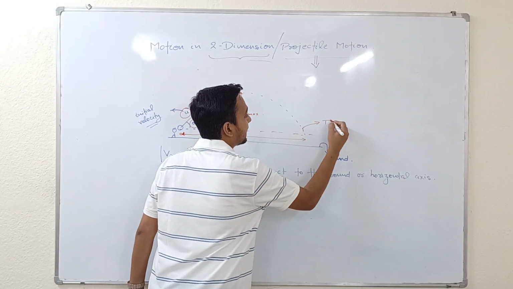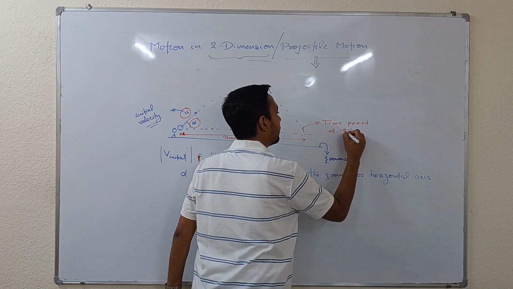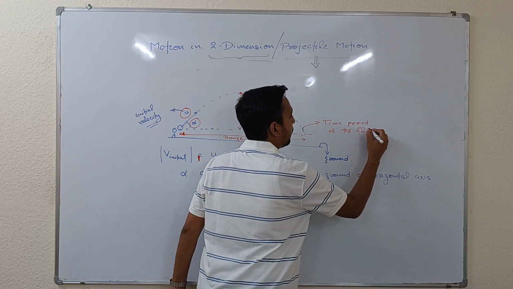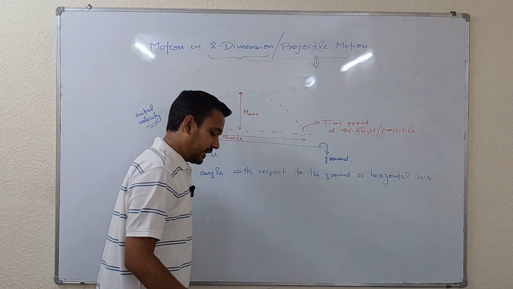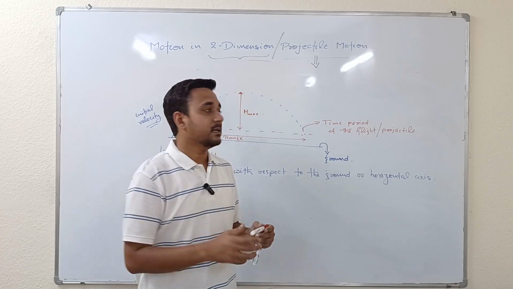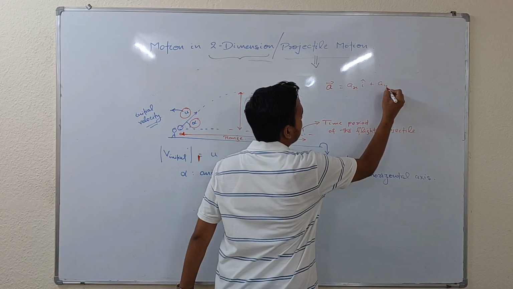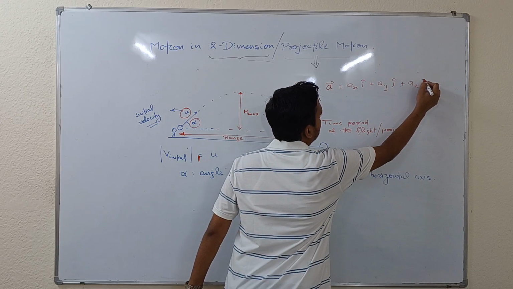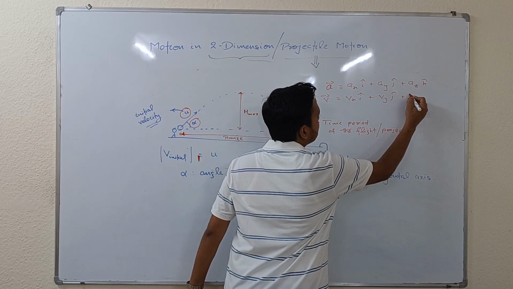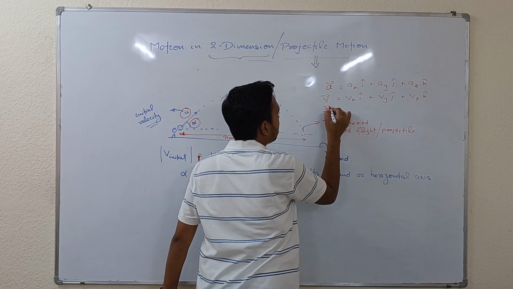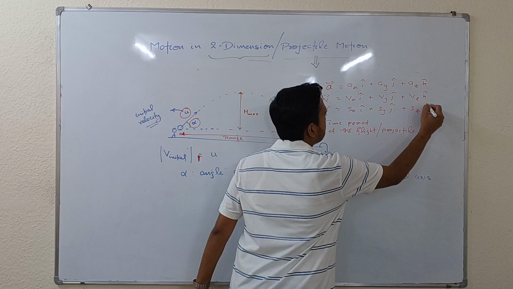That is, let's say the time period of the flight or projectile. So again, coming to the basics, we have seen that I can write acceleration in component form as ax i cap plus ay j cap plus az k cap. We can write velocity as vx i cap, vy j cap, vz k cap, as well as displacement sx i cap plus sy j cap plus sz k cap, right?